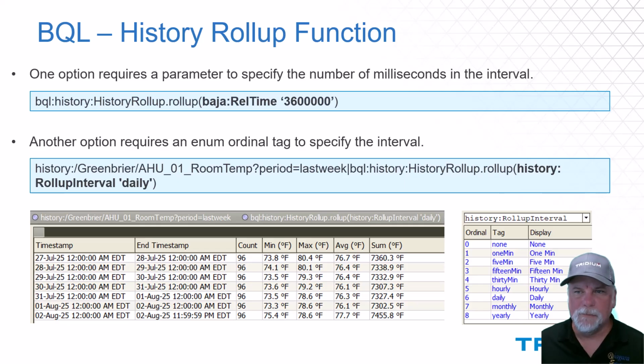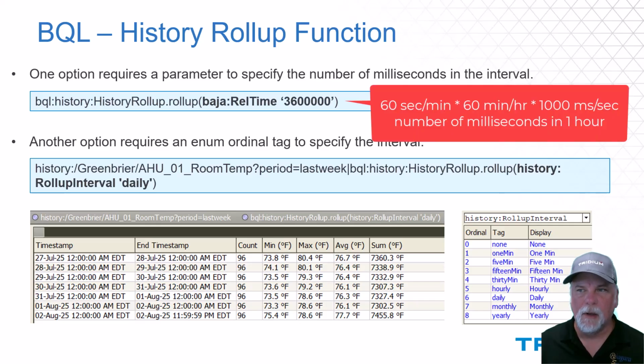The history rollup function has two syntaxes that are supported. In the first one, you'll notice that instead of saying select after BQL colon, it says history colon, which is the module. HistoryRollup is the Java class, and then dot rollup is the function being called. The function requires one of two things. The first option is a relative amount of time, so a Baja RelTime. In this case, we're using the syntax for a BSimple, where baja is the module, colon, RelTime is the class, and in single quotes is the number of milliseconds. So that's the number of milliseconds in one day.